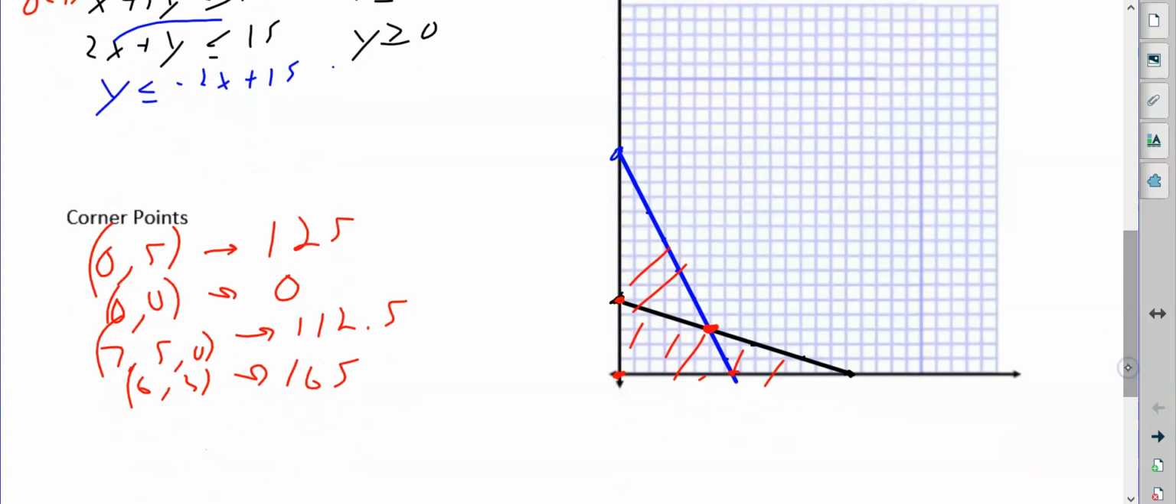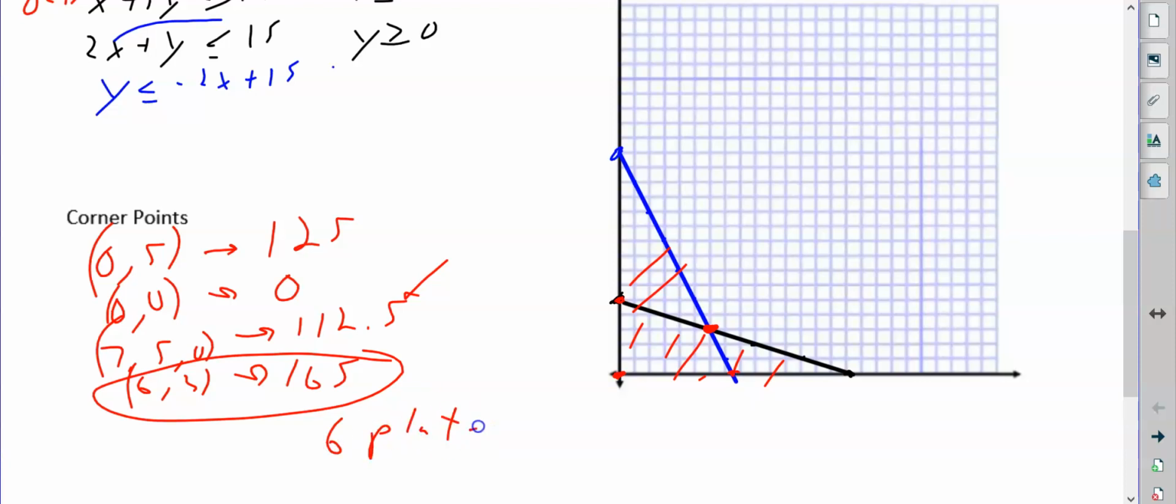So luckily, there's our answer. If this would have been our maximum, we'd have to go to the next best one because you cannot make 7.5 plates. So what does that tell us? That means 6 plates and 3 cups for a maximum of $165.